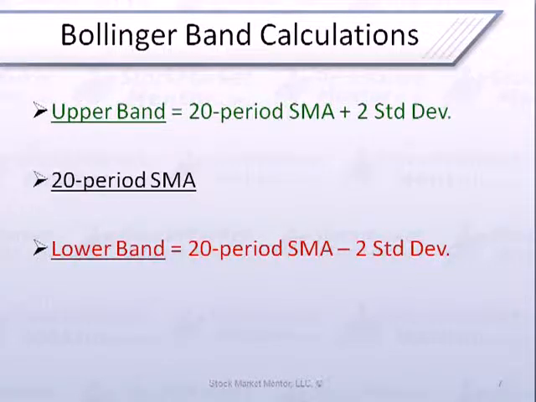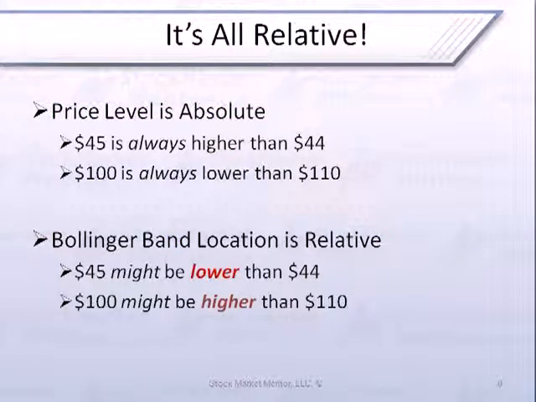Now, here's where it really gets interesting, and this is why you have to know this. It's a relative indicator. On an absolute, nominal indicator, it's easy. $45 is always higher than 44. Sometimes when you're in first grade, that's not always the case, but for most of us, we get to a point where we know if a stock is $45, that would be $1 higher than 44. $100 is always lower than 110. Bollinger Bands are different. 45 actually might be lower than 44. 100 might be higher than 110.